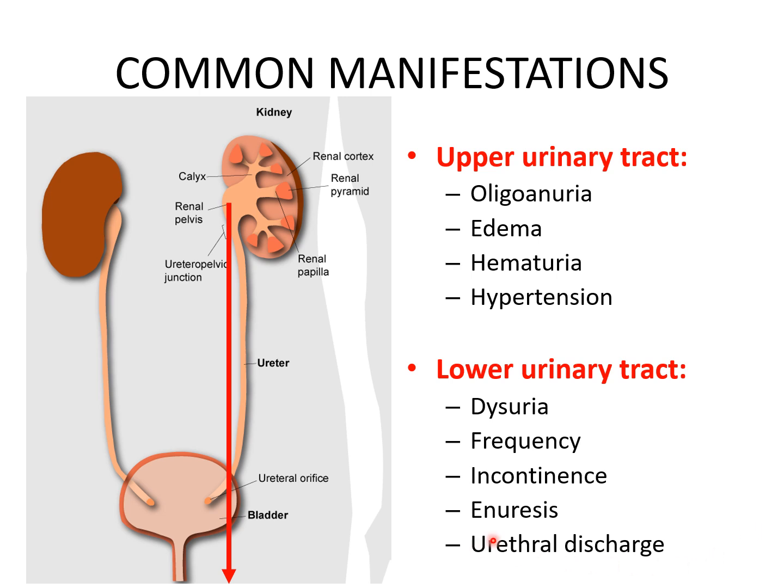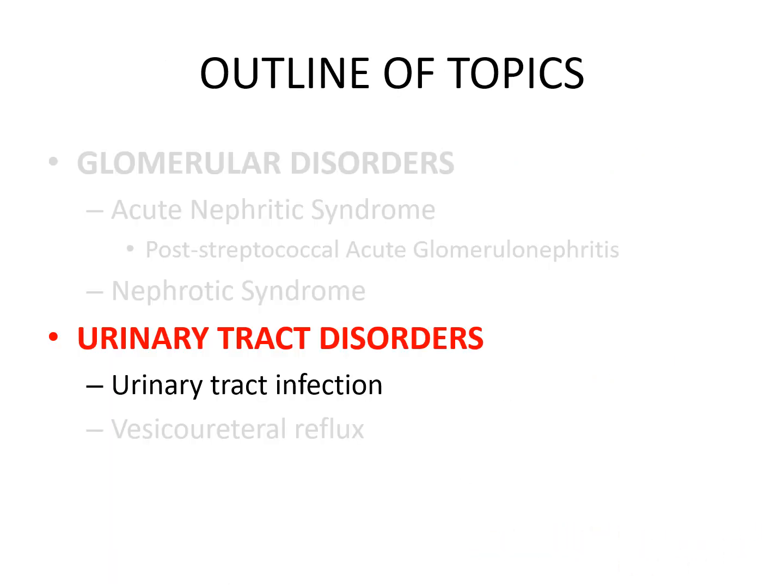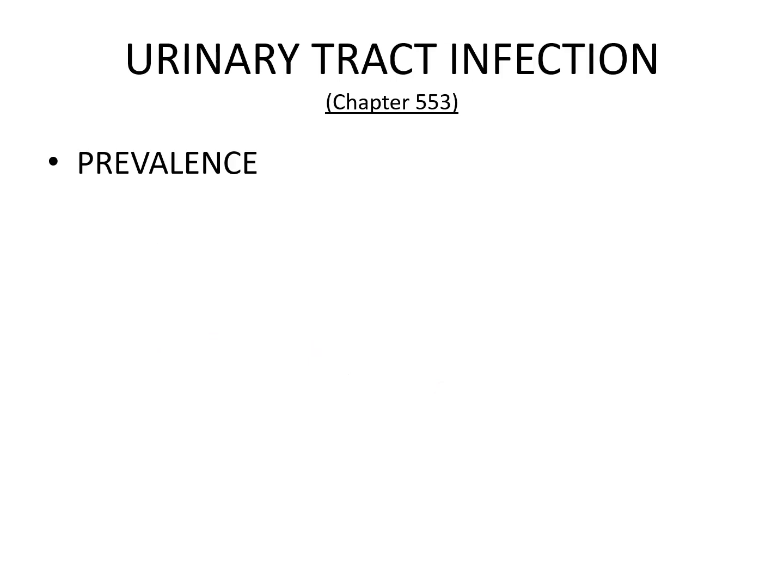Lastly, the urethral discharge. I talked about the glomerular disorders in the first part of my lecture. This time, we'll proceed to the second part of the lecture. It includes the urinary tract disorders. First off, I will be talking about urinary tract infection. This is in chapter 553 of Nelson's book, 21st edition.